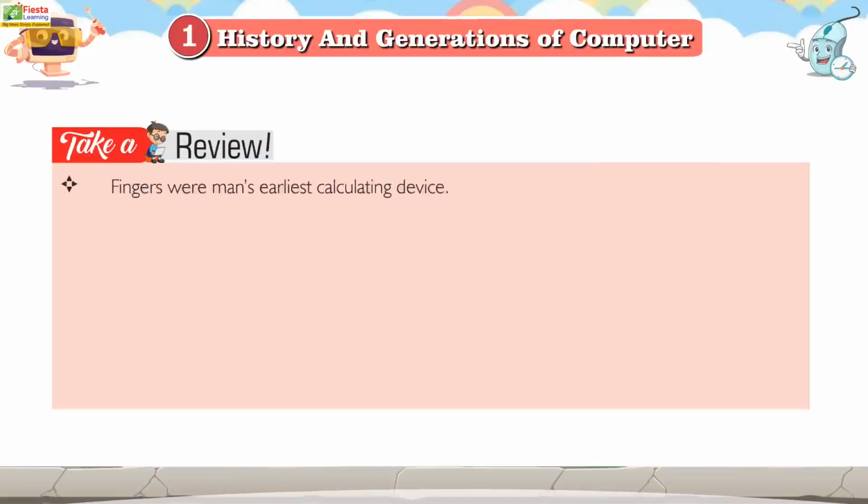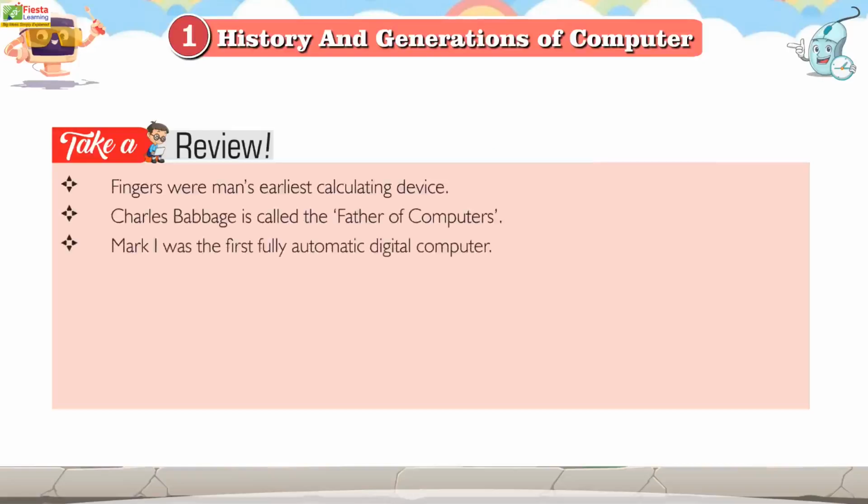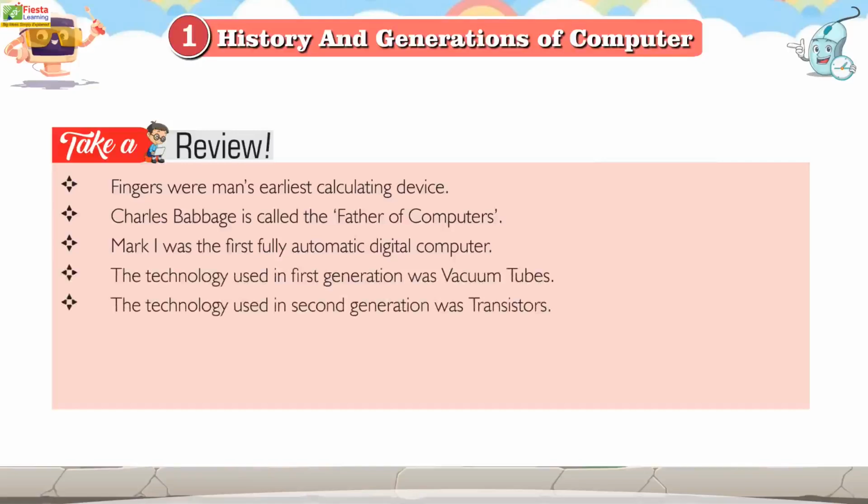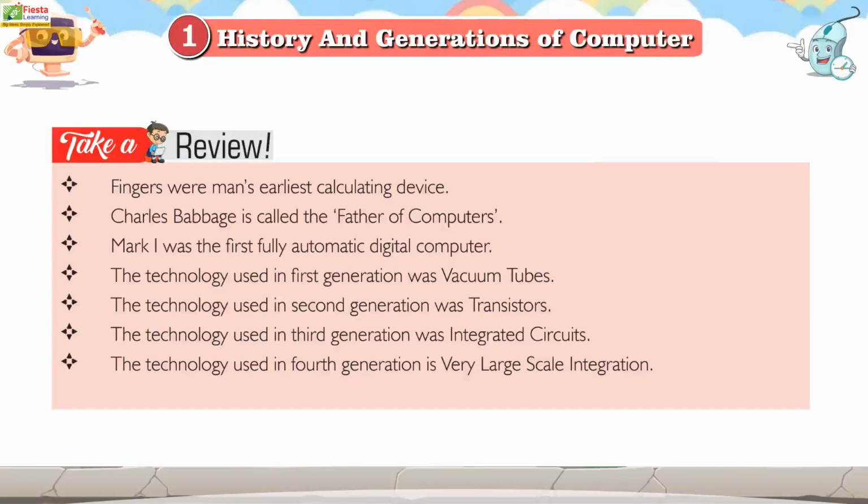Take a review. Fingers were man's earliest calculating device. Charles Babbage is called the father of computers. Mark I was the first fully automatic digital computer. The technology used in first generation was vacuum tubes. The technology used in second generation was transistors. The technology used in third generation was integrated circuits. The technology used in fourth generation is very large-scale integration. The technology used in fifth generation will be artificial intelligence.